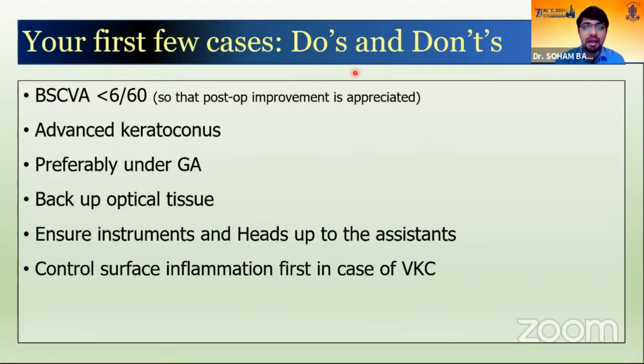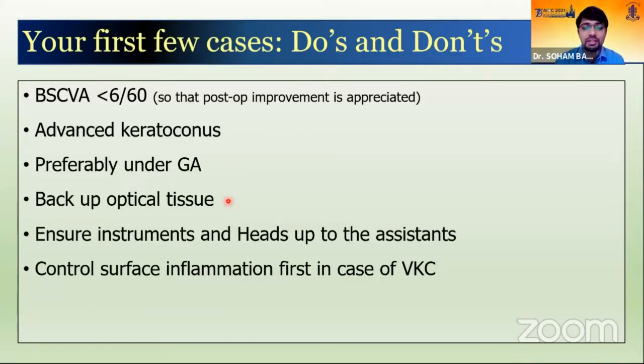And what will be the ideal case to begin with? So choose someone who has a less than 6/60 vision so that the post-op improvement is appreciated by the patient. That's very important. Pick someone with advanced keratoconus with poor contact lens fitting, preferably under general anesthesia. These cases initially tend to be quite long, more than an hour, and you don't want the patient getting jittery on the operation table. So preferably under general anesthesia.